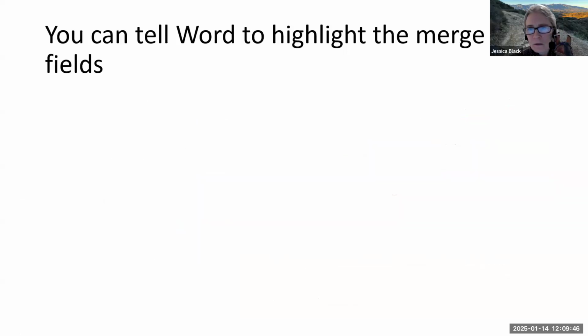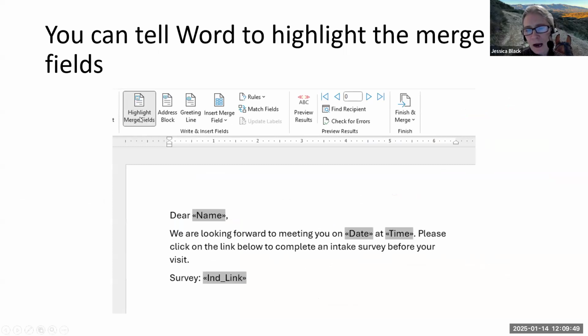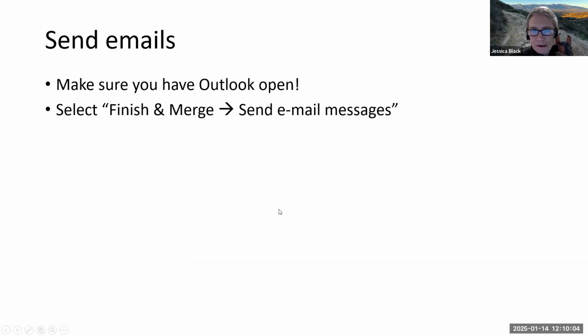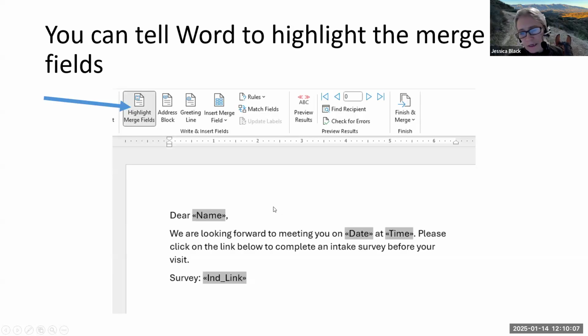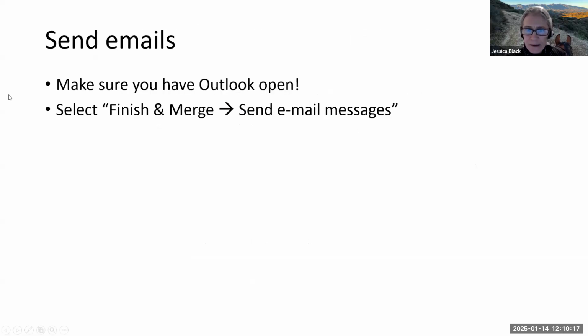You can tell Word to highlight the fields if you click on highlight merge fields right here, right? Right there. It will then highlight them so you can make sure they're correct. All right. And I'm going to show you actually on mine too, for those of you who haven't been able to work it out. After you do all this, now at this point, this little sample email is all set up, right? The next step is to actually send the emails, and you have to have Outlook open and working.